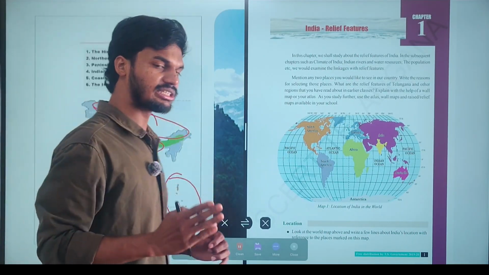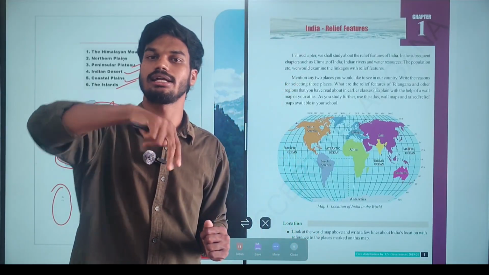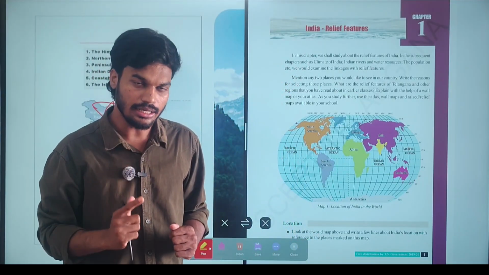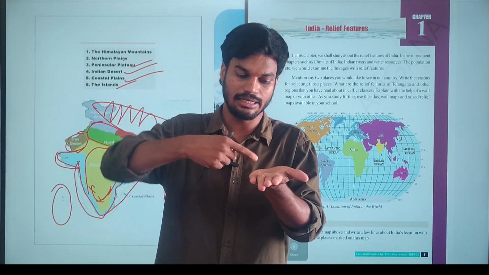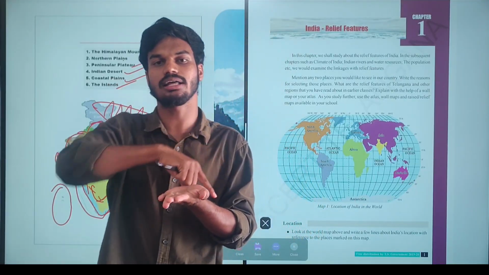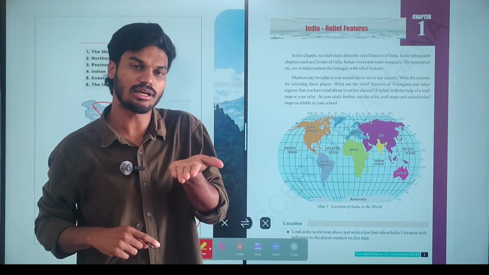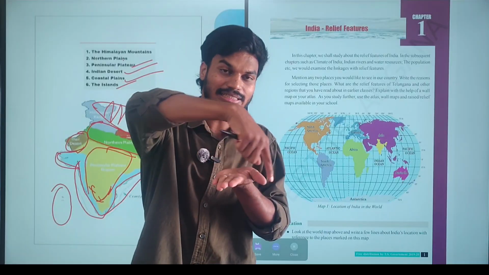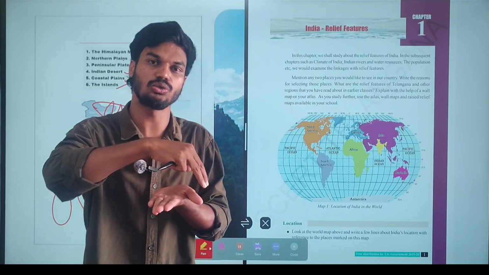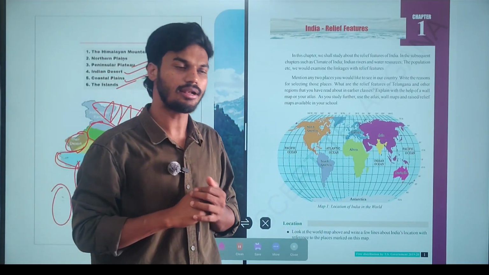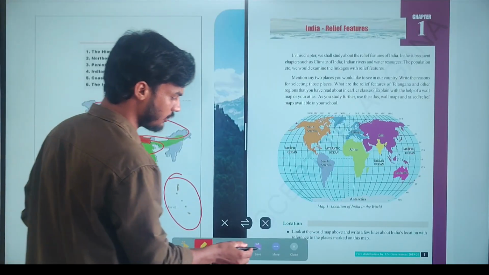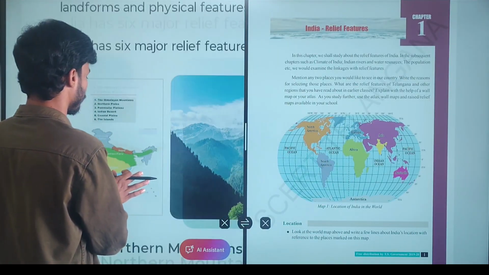A piece of land that is surrounded by water on 4 sides is known as an island. Where a piece of land is covered by water on only 3 sides, it is known as a peninsula. Clear? Next, coming here.